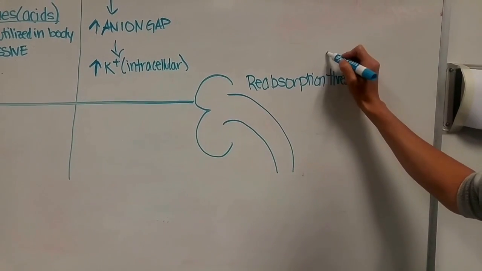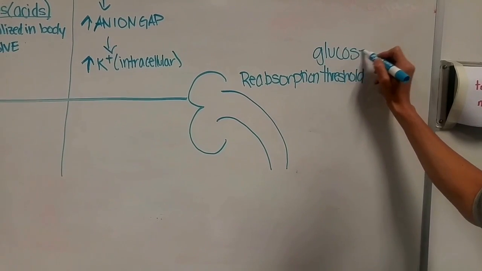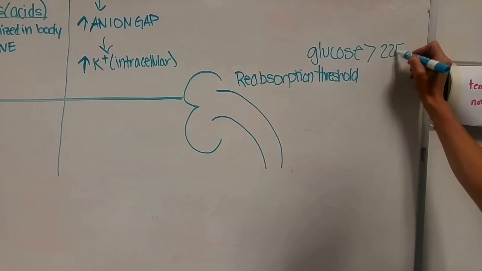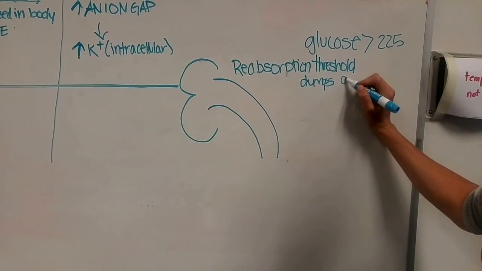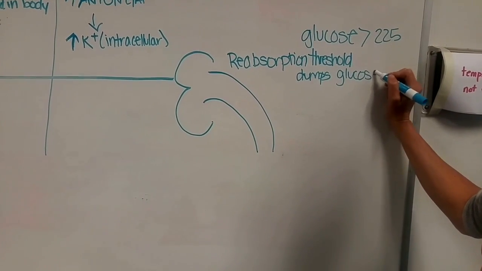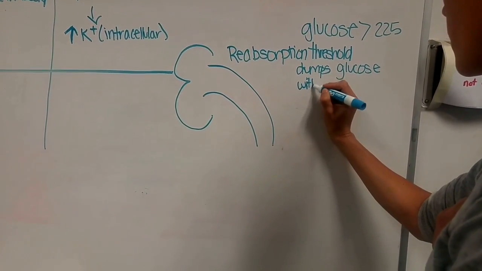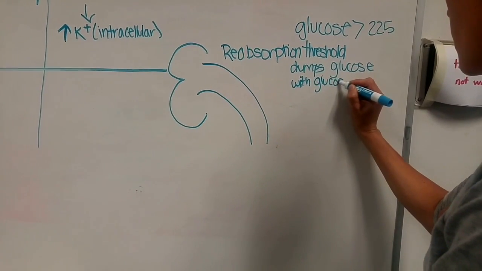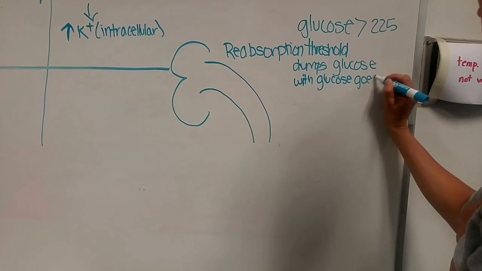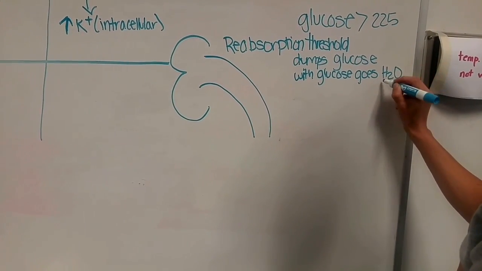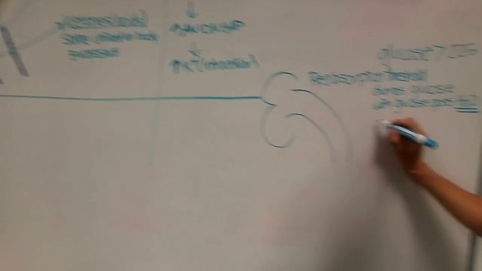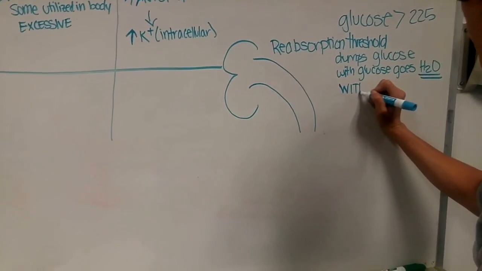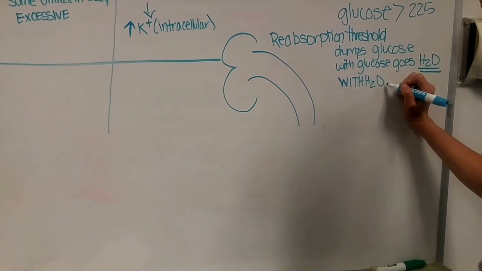So with the reabsorption threshold, your glucose is usually greater than 225. Some sources say greater than 300. But the result here is that the kidneys start to dump out the glucose, which with glucose goes water. Lots of water, which creates a state of osmotic diuresis, which is our third component of DKA. So we have to discuss here, with water goes sodium.